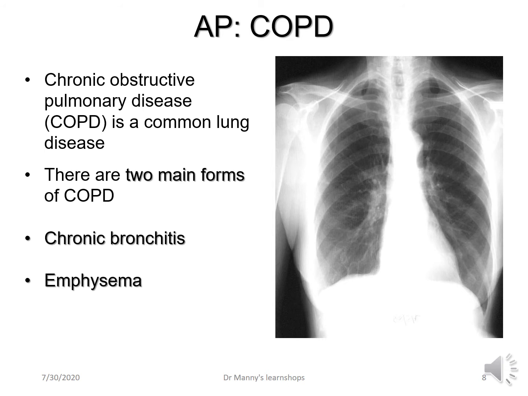Now, some of the more common conditions on an anterior-posterior film that can be seen is COPD, chronic obstructive pulmonary disease, sometimes referred to as COLD, chronic obstructive lung disease. Chronic obstructive disease is a common lung disease. There are two main forms of chronic obstructive pulmonary disease, which are typically chronic bronchitis and emphysema, with a variety of different variations.